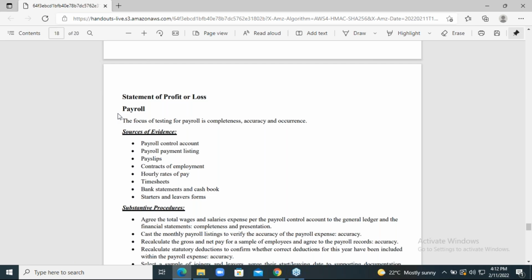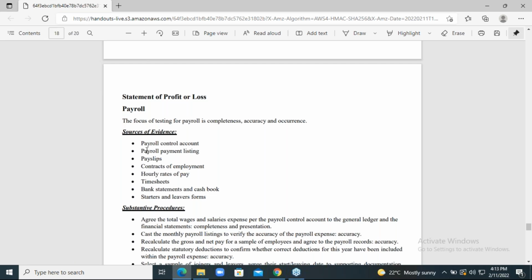Same is the case with completeness. If we have paid 300 employees, salaries and wages expense should be of 300 employees. It should not be less than 300. If it is less than 300, then this means that we have missed some of the important employees and there is a completeness assertion error.